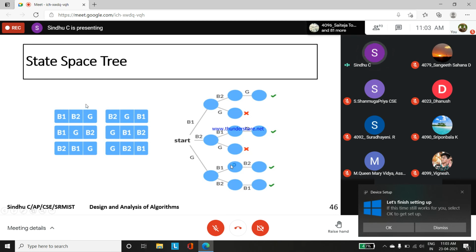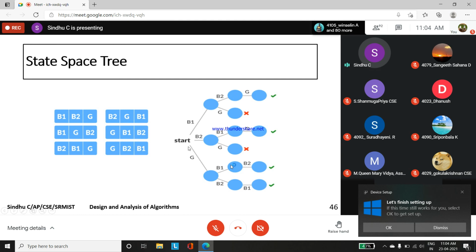This is a very common example where you have 2 boys and a girl, and the condition is the girl should never come in between when they are sitting on a bench, right? So when you have 3 students, you can have 6 possibilities, 3 factorial. So here you can see that this is one place where the girl is sitting in the middle, and this is another place where the girl is sitting in the middle. So boy 1 and boy 2, boy 2 and boy 1. So this can be plotted in the form of a state space tree, right?